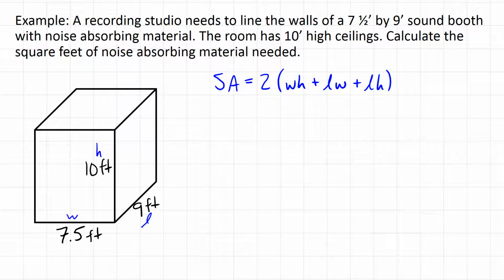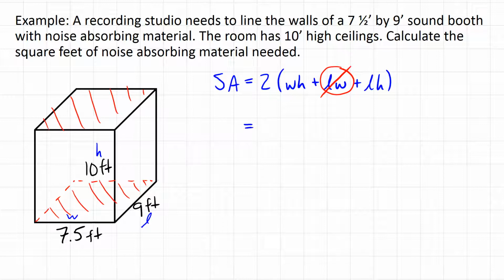Well, you can notice from our picture that the ceiling and the floor are both width by length, 7.5 by 9 feet in dimensions. So here in our surface area formula is the length times the width. That's the area of the bottom and the top. The 2 outside the formula accounts for having 2 of each of these sides, or pairs of sides. So by getting rid of this length times width part of the formula, I'm eliminating the area of the floor of the room and the ceiling of the room.